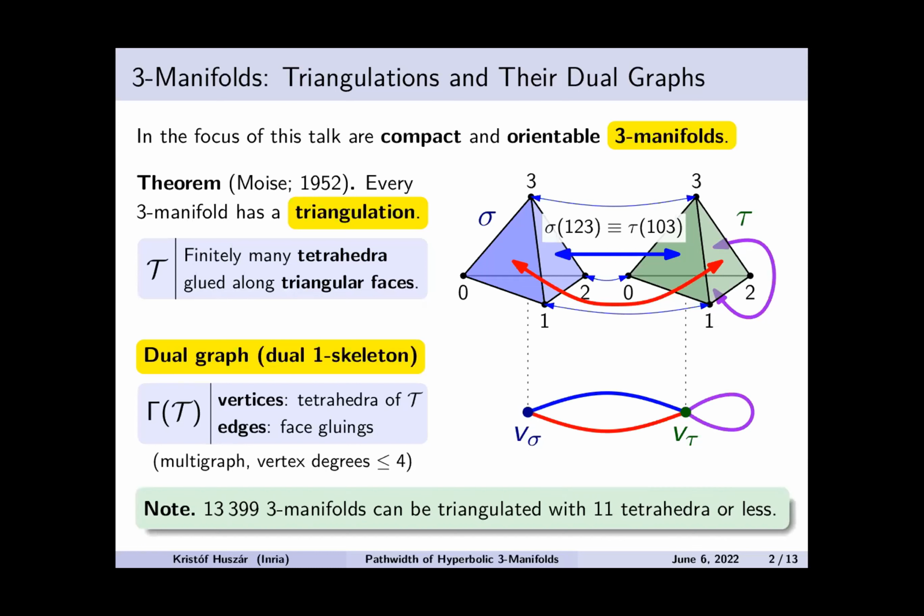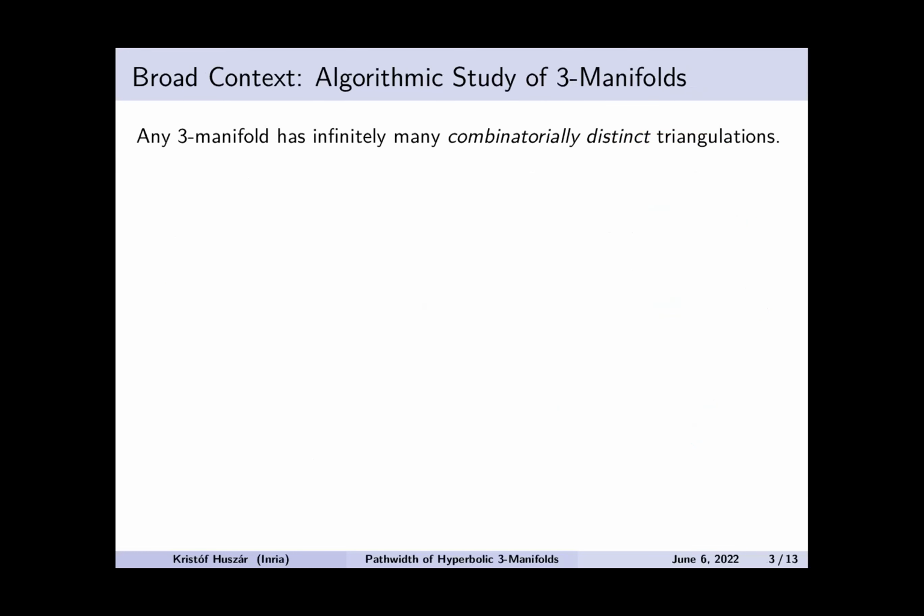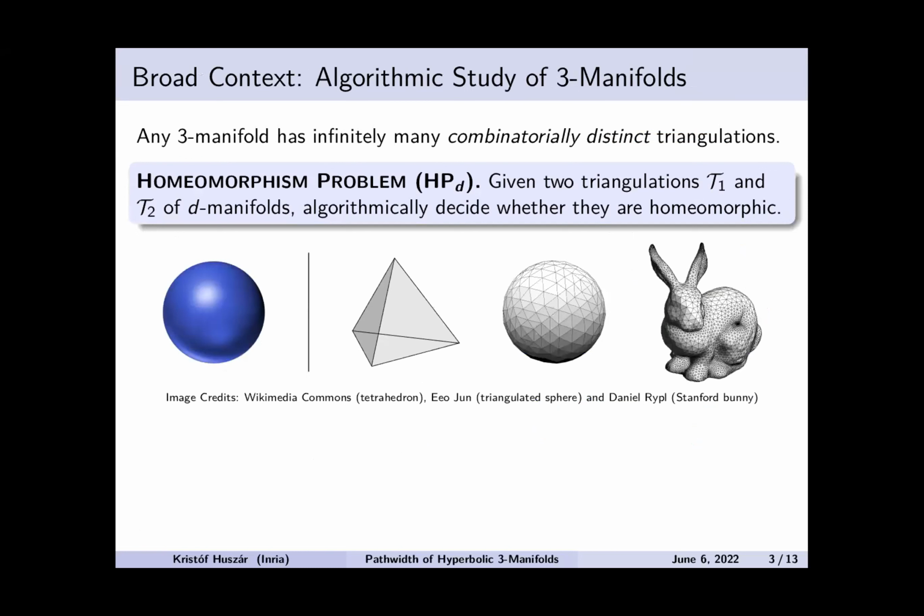What I would like to mention is that this way of looking at 3-dimensional manifolds is quite efficient in the sense that more than 13,000 topologically distinct 3-manifolds can be triangulated with 11 tetrahedra or less. Now, the broad context of our work is the algorithmic study of 3-manifolds. And well, it's a very basic fact that any manifold can be triangulated in infinitely many combinatorially distinct ways. In particular, the homeomorphism problem is a non-trivial problem.